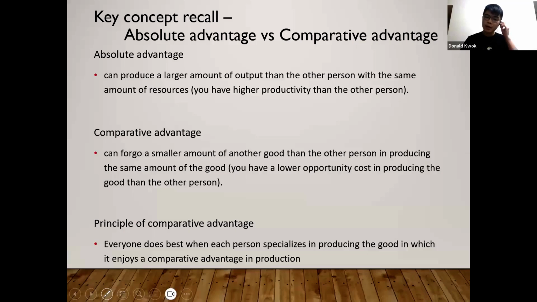While for comparative advantage, when we say that you have a comparative advantage in production, this means that you can forego a smaller amount of another good than the other person in producing the same amount of the good. In other words, you have a lower opportunity cost in producing the good than the other person. And at the end, we also have the principle of comparative advantage, which says that everyone does the best when each person specializes in producing the good in which it enjoys a comparative advantage in production.